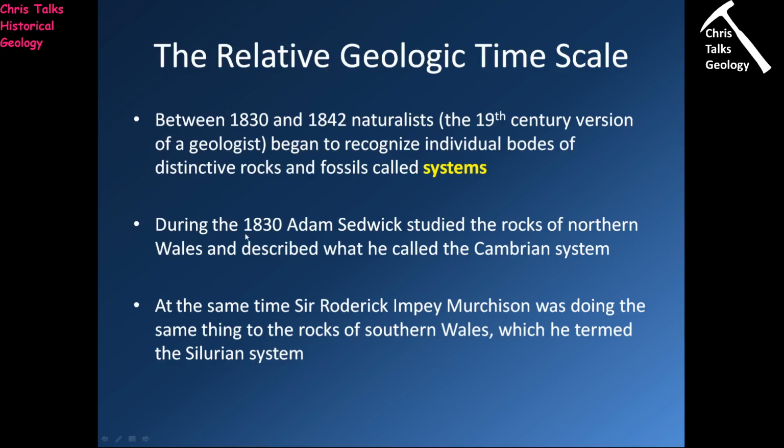So what happened is Sedgwick has essentially taken northern Wales, he's looked at all the rocks in northern Wales, and he's gone, right, I will put all of these rocks together and I will call them the Cambrian system. And at the same time, Impey Murchison down in southern Wales has done exactly the same thing. He's gone, right, I will take all these rocks here in southern Wales, I will bundle them together and call this the Silurian system. So as you can see, not exactly scientifically rigorous, but that's what we're starting from.